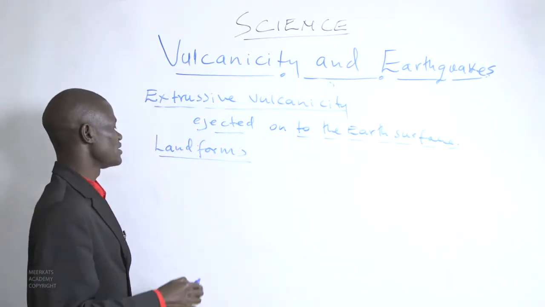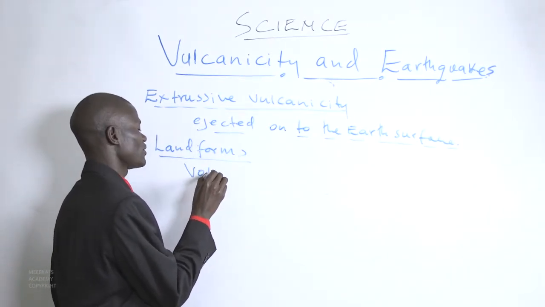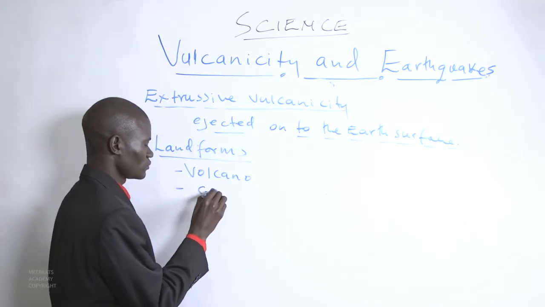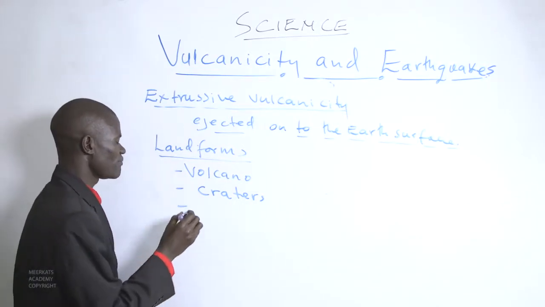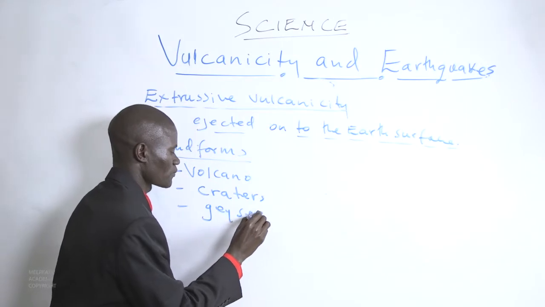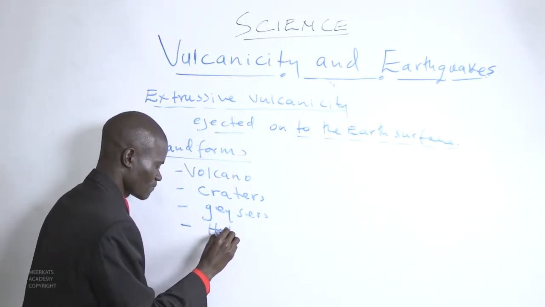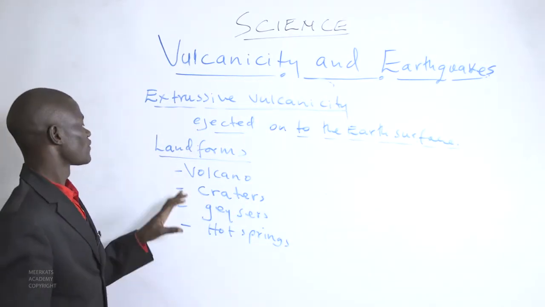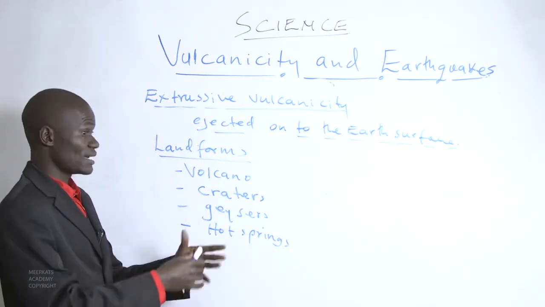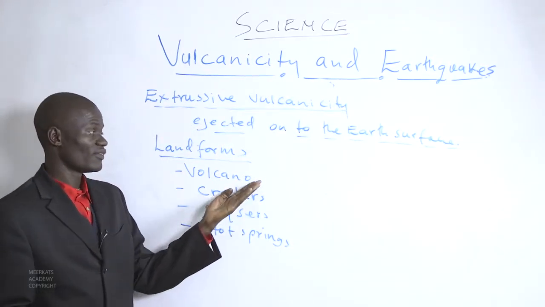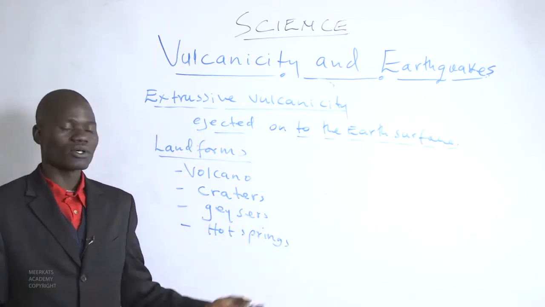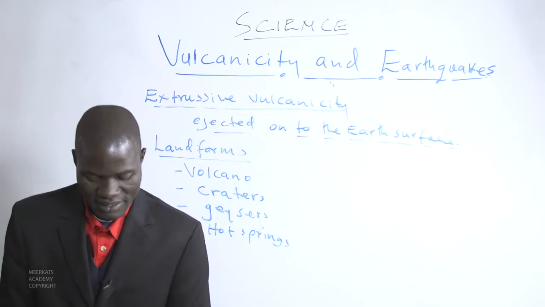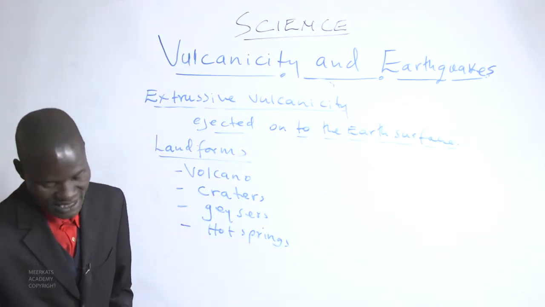These features include the volcano, the crater, geysers, and also hot springs. These are some of the landforms that we may encounter. They can easily be seen on the Earth's surface. A volcano can be found, craters can be seen, geysers and hot springs can be seen on the Earth's surface by our naked eyes. And therefore, we'll be able to look at the various types of extrusive volcanicity.